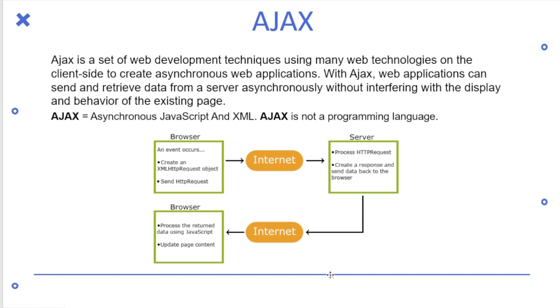So this is the flow chart of AJAX working. From the browser, an event occurs, create an XMLHttpRequest object, send the HTTP request over the internet. The server will take care of this and create a response through the internet. The browser will process it using JavaScript and update the page content. So that's it, I'm going to use AJAX. AJAX is basically asynchronous JavaScript and XML. It's not a programming language. I'm telling you again, it's a programming technique to create asynchronous methods.